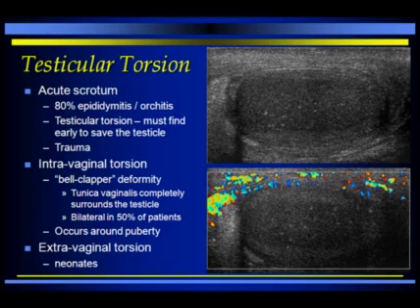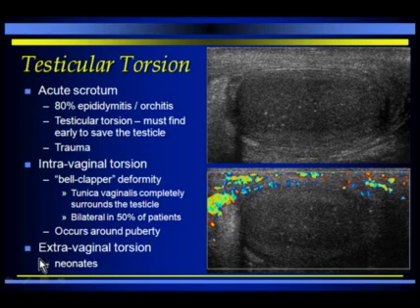Why does this happen? It happens because of what's called a bell clapper deformity. Remember, we had said that the tunica vaginalis is tacked to the posterior wall of the scrotum, so it surrounds the testis anteriorly and laterally, superiorly and inferiorly, but not posteriorly. In the bell clapper deformity, the tunica surrounds the entire testis, and so there's nothing pinning the testis back to the scrotum. The testis is able to move freely and it can actually twist on its stalk, and so you can end up with torsion of the testis and obstruction of the vascular flow in the spermatic cord.